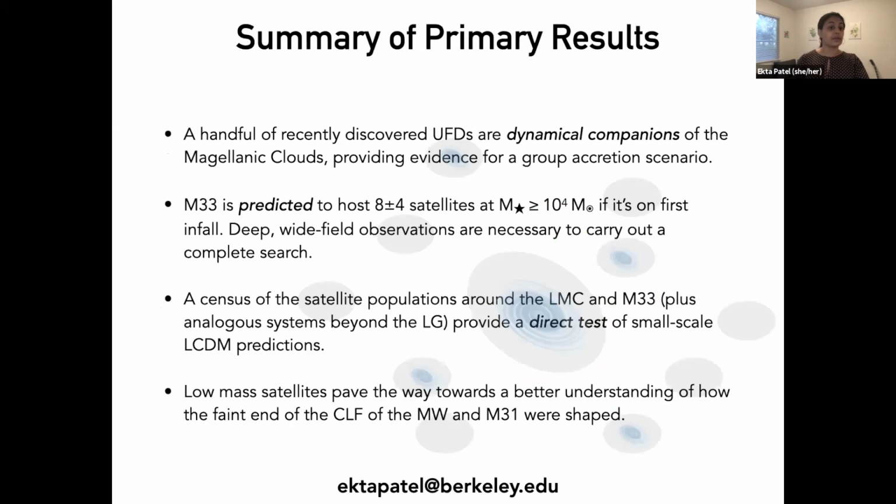M33 is similarly predicted to host another handful of satellites of its own if it's on first infall, and we need future observations to really reveal where those satellites are. And in general, a census of the satellite populations around the LMC and M33, plus some surveys of analogous systems beyond the Local Group that people are conducting at the moment, provide a direct test of these small-scale Lambda CDM predictions. So these low-mass satellites pave the way towards a better understanding of how the faint end of the cumulative luminosity function of the Milky Way and M31 were shaped overall.